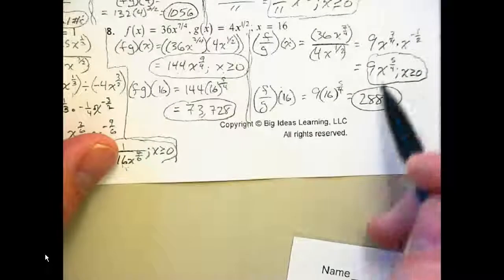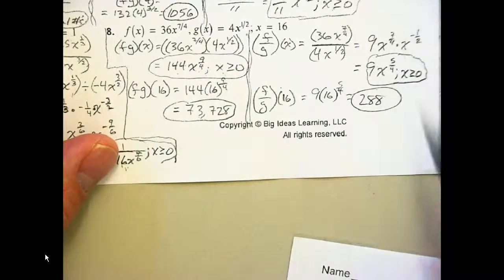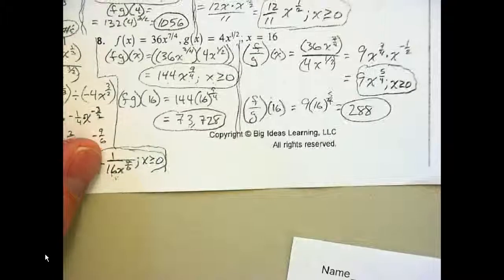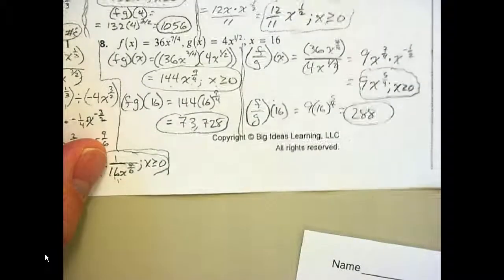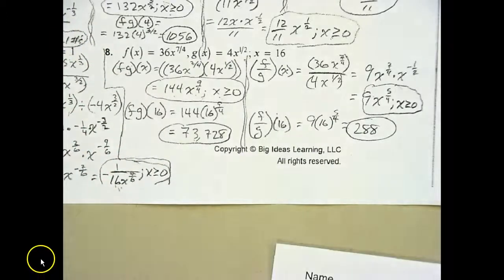When we divide, we get 9x to the 5/4 power. X has to be greater than or equal to 0. And you evaluate, you get 288. Okay. Questions?